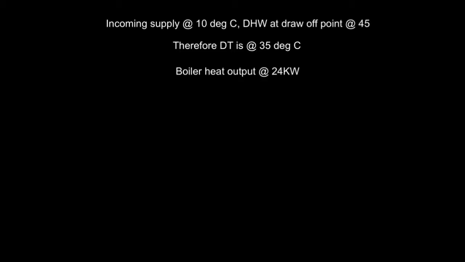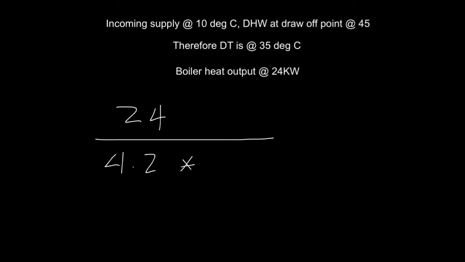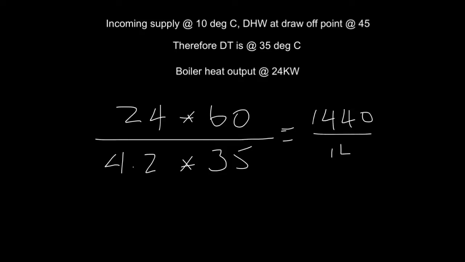So to put all this information into the equation of the mass flow rate and to try to find out what is actually our flow rate given all these parameters, we should be able to see that from our equation we have the kilowatt rating of the boiler divided by the specific heat capacity of water, which is 4.2, multiplied by our temperature rise or differential temperature. The 60 goes here in order to achieve the result in liters per minute. So working that out, you should get 1440 divided by 147. This in effect will give us a flow rate of 9.8 liters per minute.